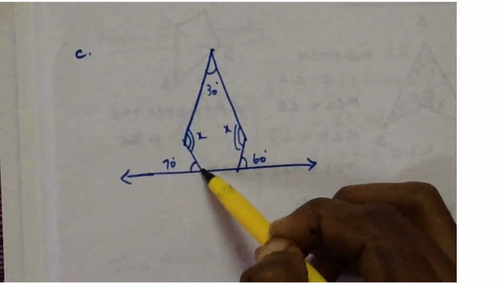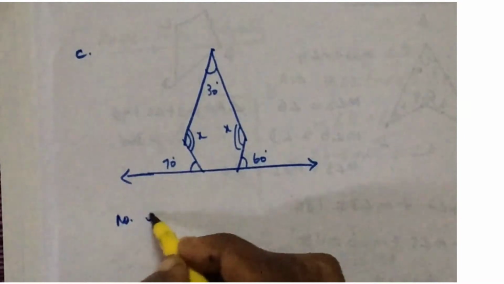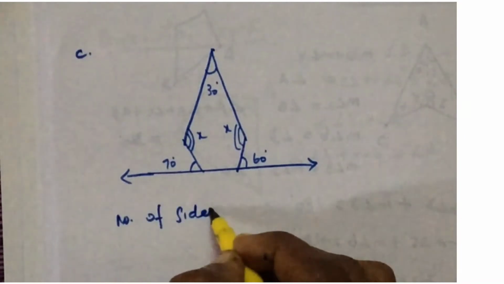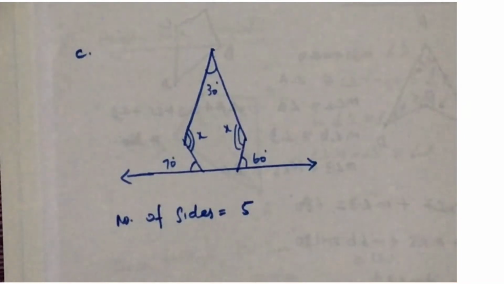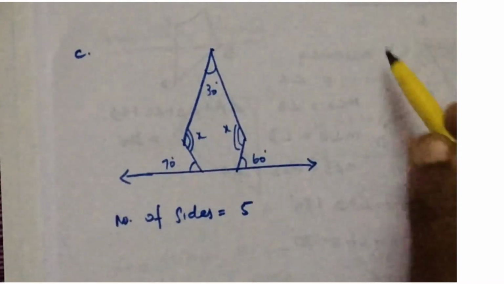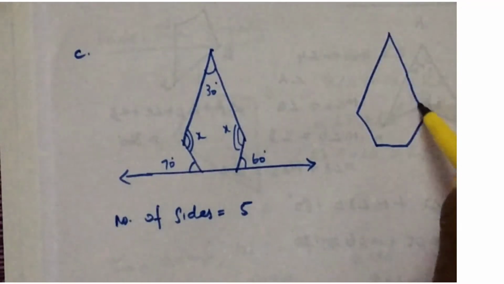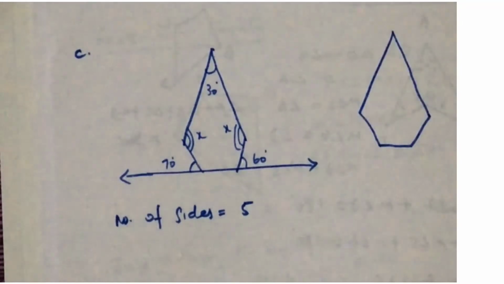1, 2, 3, 4, 5. So the number of sides is 5. Okay, you see here 1, 2, 3, 4, 5. If you draw this alone, it is like this. Okay, this is the figure.